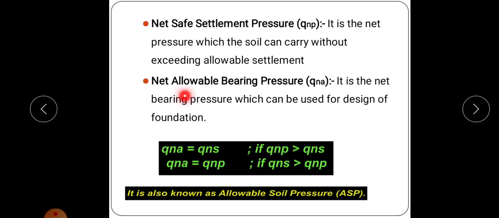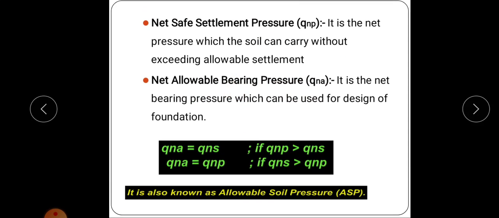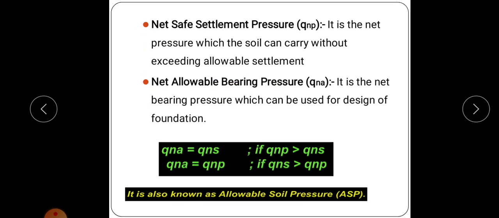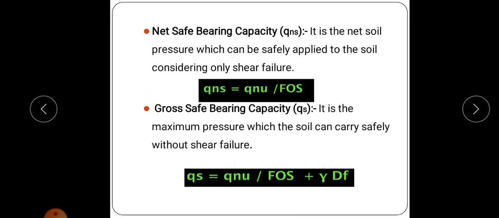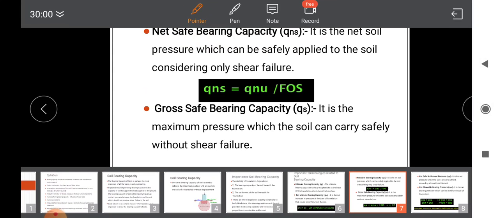Then the last one is net allowable bearing pressure, QNA. This is a parameter based on both the settlement parameter and the bearing capacity parameter, and it is used for design purposes. QNA is equal to either the net safe settlement pressure QNP or QNS. What is QNS? Net safe bearing capacity.